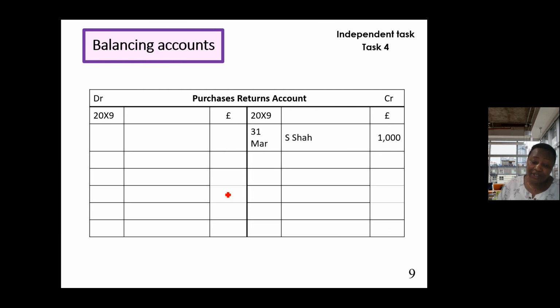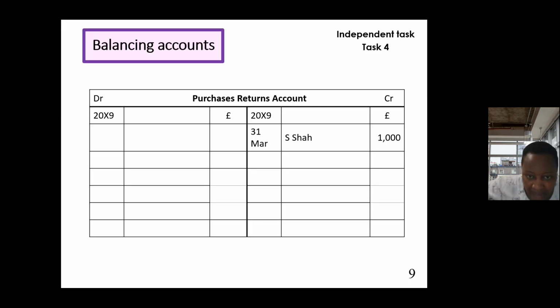Okay, try this as well. 1,000, 1,000. I think that should be straightforward. And then we'll end with this example. So try this and balance this account.